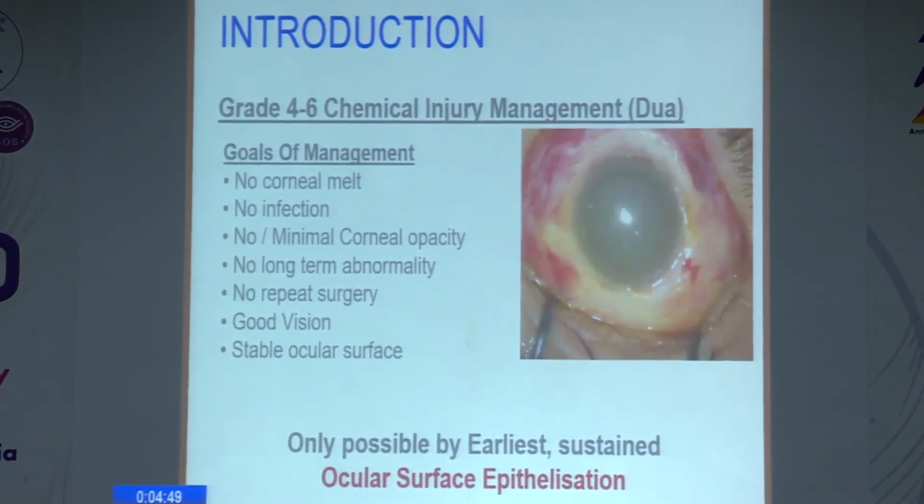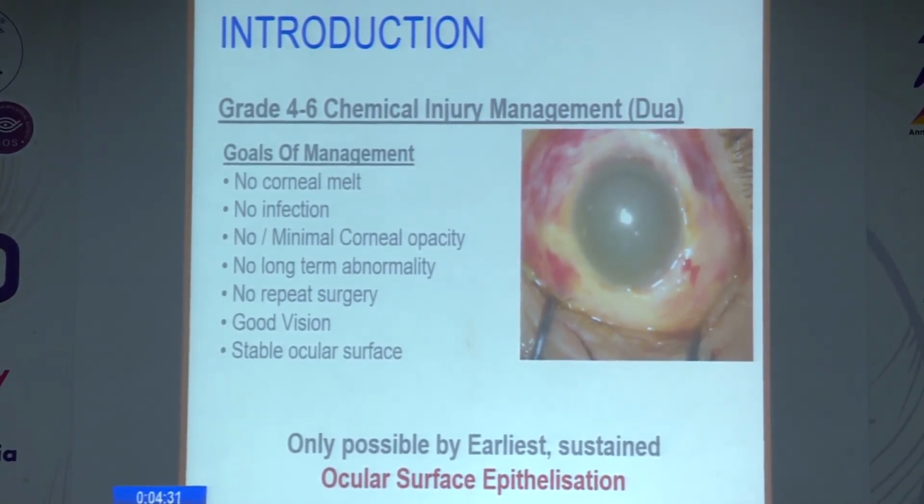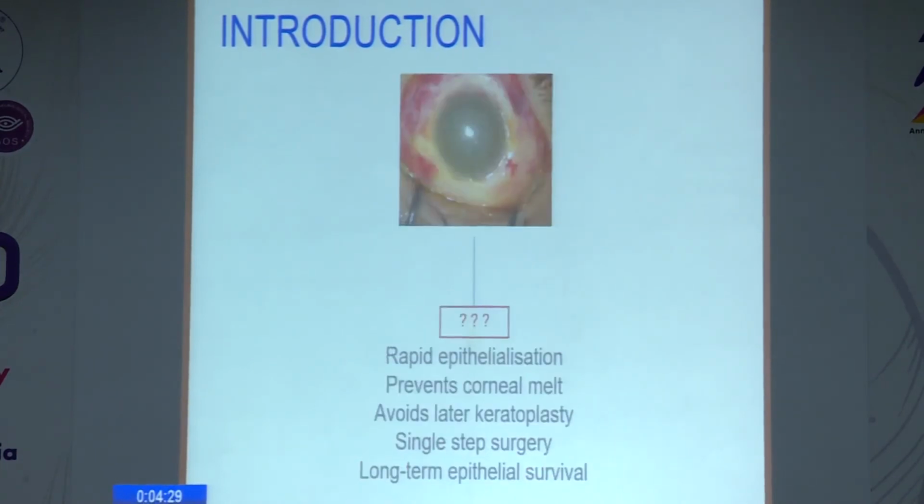So what would an ideal epithelial surface be? Ideally, we would want no corneal melt, no infection, no or minimal corneal opacity, no long-term corneal abnormality, no repeat surgery, good vision and a stable ocular surface. And all these things are possible by a stable and sustained earliest ocular surface epithelialization. So how can we achieve that?